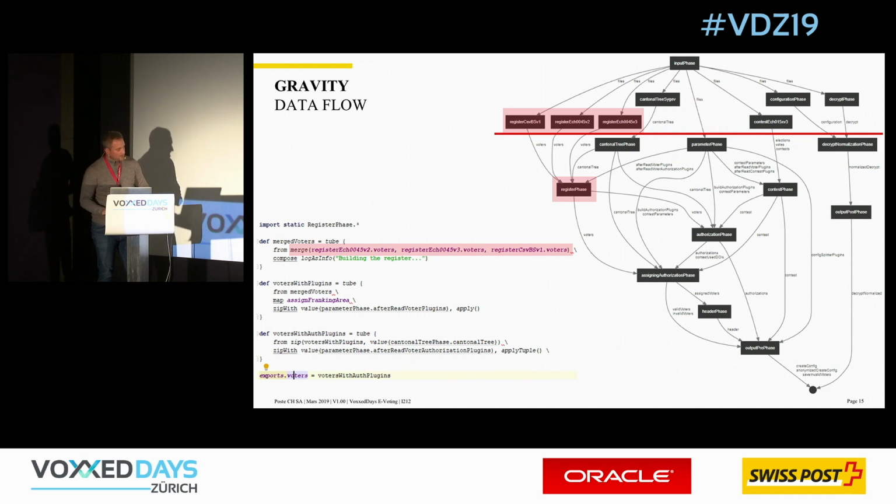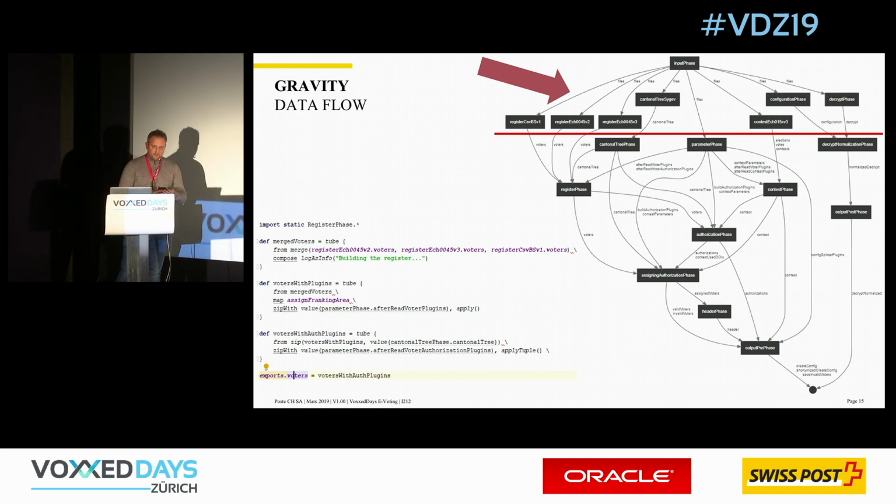But in fact, we still have one problem, because on the top we have an input phase which says, okay, in the source directory you have several files, mainly XML files, and we want to get them into a Flux from Reactor, for example.